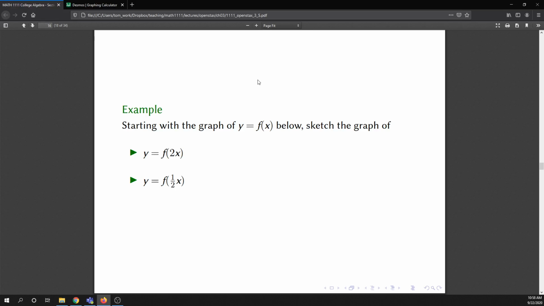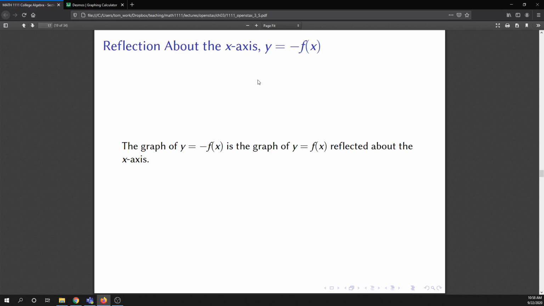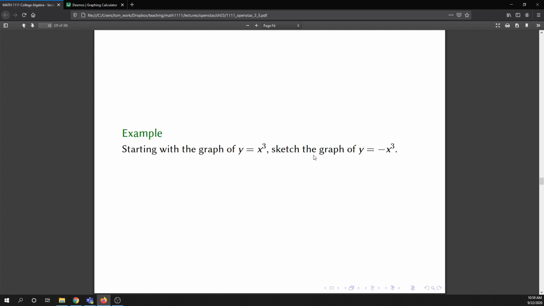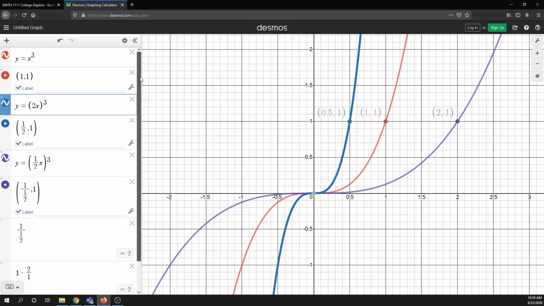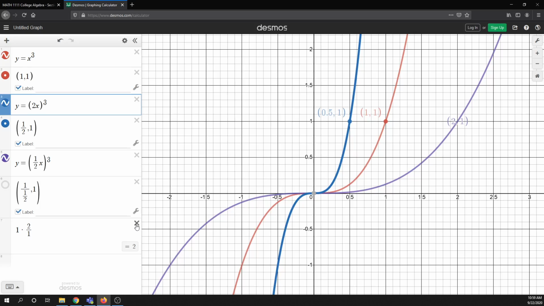Okay, so that leaves us the last two, the graph of y equals minus f of x. The overall effect on the graph when you put a minus in front of the formula, or multiply it by -1, is that the graph is reflected around the x-axis. So y equals x cubed is the one I want to look at, and that's good. I'm going to shut all of these off.